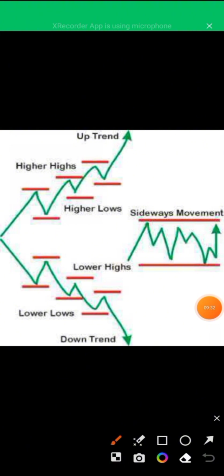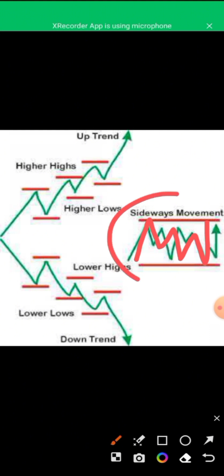You see, this is what we call sideways. It's not going up. It's just like a zigzag form. It's not going up, it's not coming down. This is what we call sideways movement. That's what I'm trying to say. So that's how we identify trend in trading. Let me see charts. So thank you.